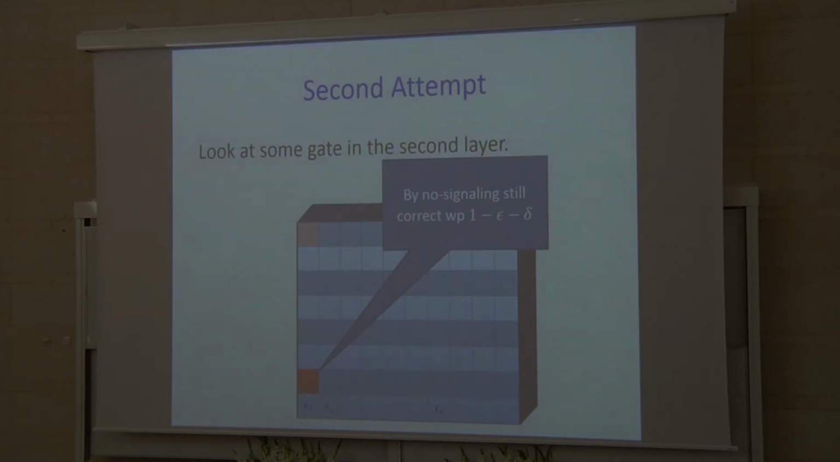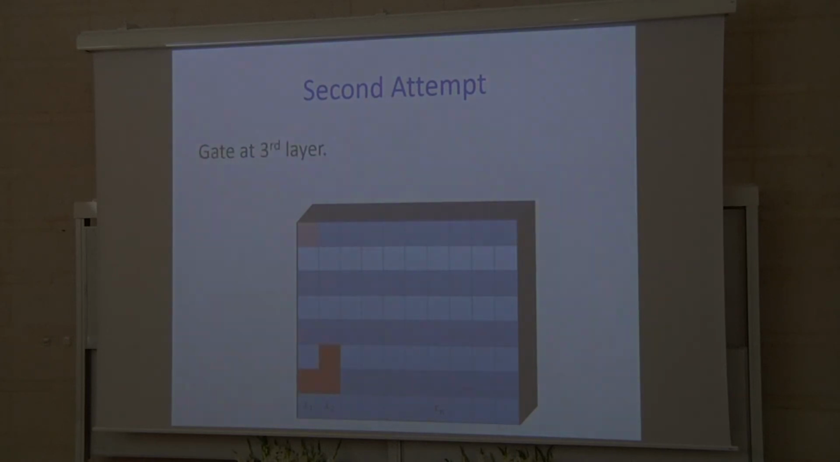So here I'm in the second layer. I know that this guy over here is going to be correct with probability 1 minus epsilon minus delta. And I can make the same argument about its neighbor, right? So now let's see what happens when I ask about these two guys and some gate that computes on them. We know that each one of these guys by itself is correct with probability 1 minus epsilon minus delta. So now I can take a union bound over both and know that with probability 1 minus 2 epsilon minus 2 delta, both are going to be correct.